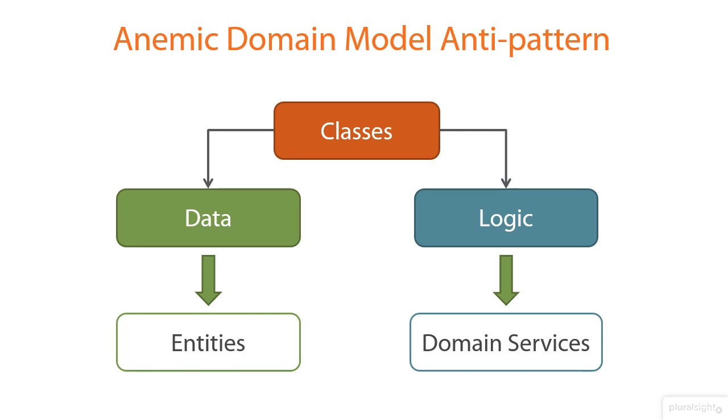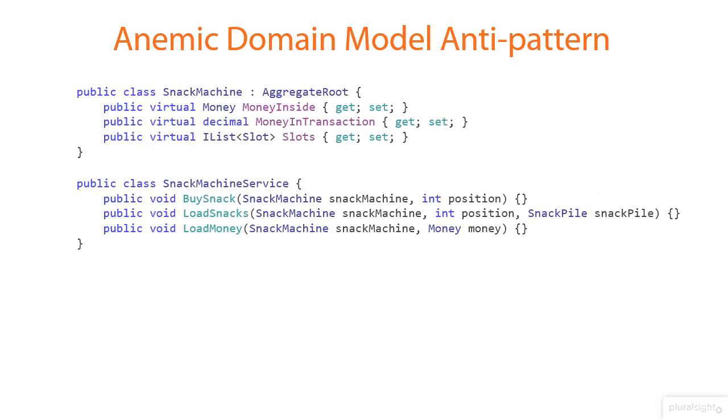In our application, for example, an anemic domain model would look like this. You can see the snack machine entity contains only data: money inside, money in transaction, and the collection of slots. All operations upon the snack machine are delegated to the snack machine domain service. In object-oriented programming languages, introducing an anemic domain model is generally a bad idea because it hinders application of many OOP design patterns and best practices.